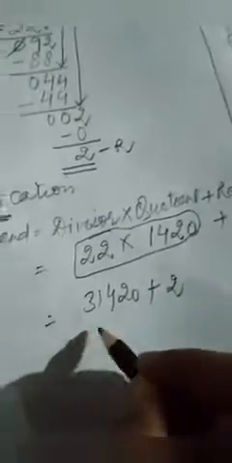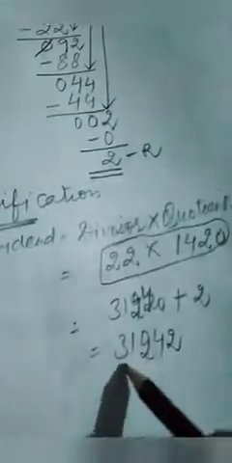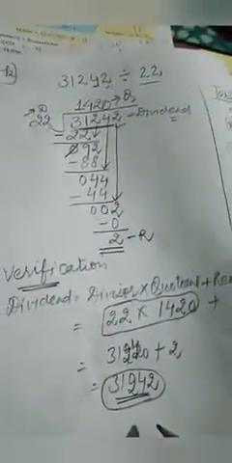So we will get 31,242. We got the product 31,240, and 2 will be added here. 31,240 plus 2. Now we will get 31,242. And you can see here this is the same as the dividend that is given to us in the question. And this shows that our calculation is right.